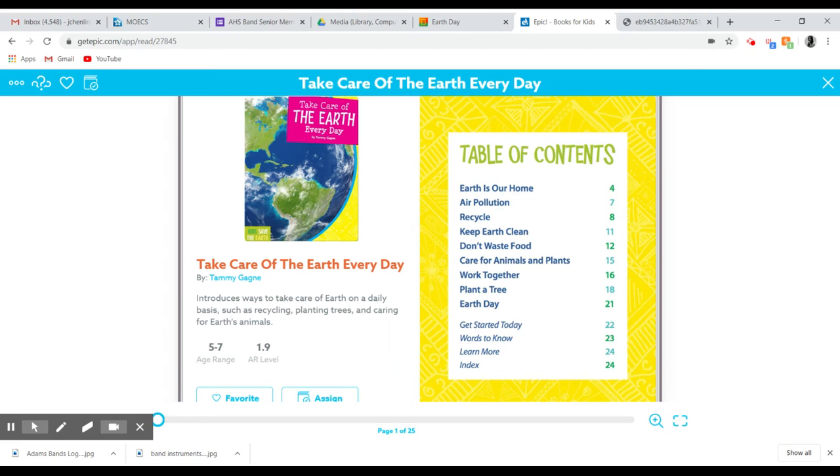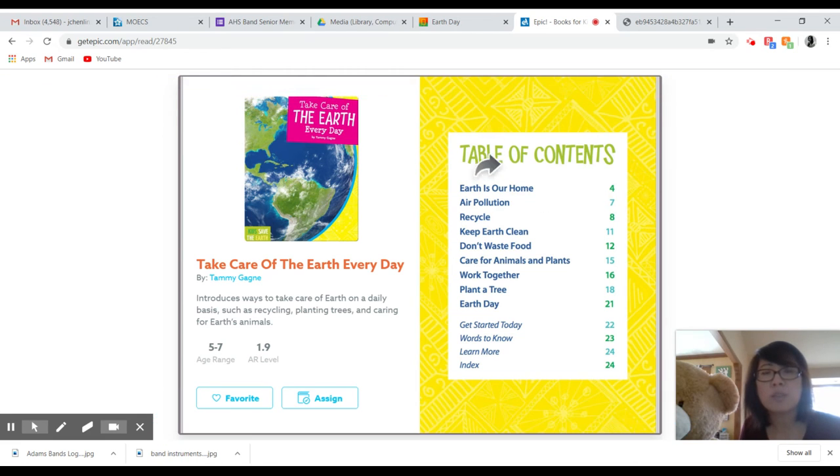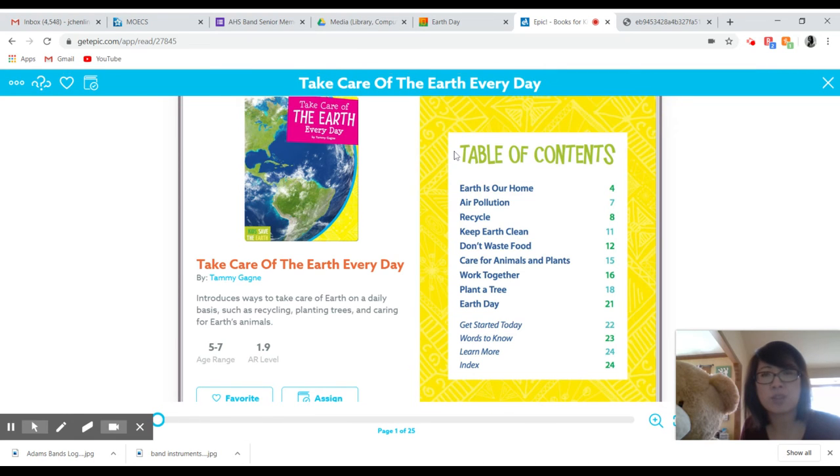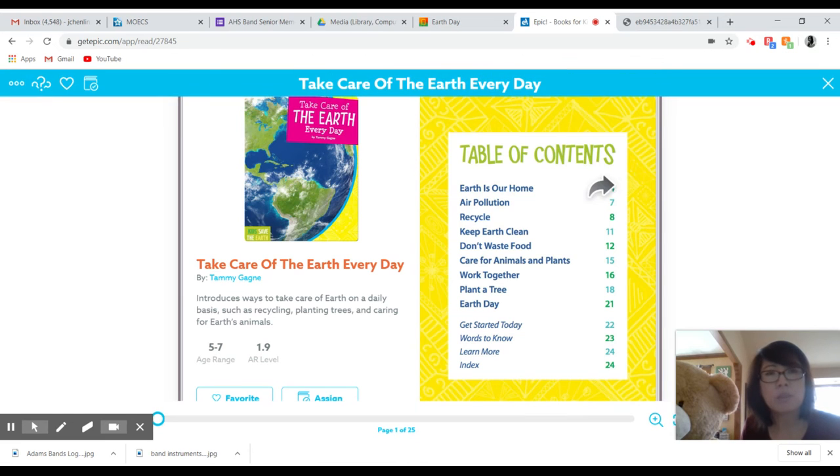Now, right off the bat, I see right here, there's a table of contents. That's one of the key features of a nonfiction book. And again, the table of contents is a list of topics or chapters that are in the book. Usually it has the chapter title or the topic followed by a page number. So it tells me what page I can find that topic on. And this is why I say you can actually skip around in a nonfiction book.